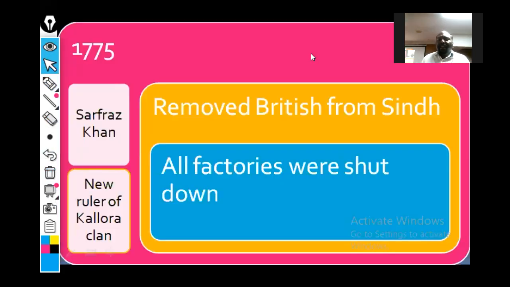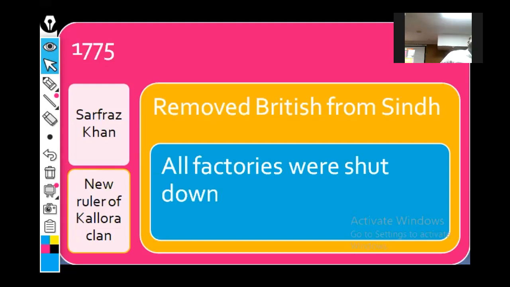By 1775, Sarfaraz Khan rose to power after Ghulam Shah. Ghulam was succeeded by Sarfaraz Khan in the western side of Sindh. So he becomes the new ruler of the Kalura tribe clan. Once he came, he understood the British activities.